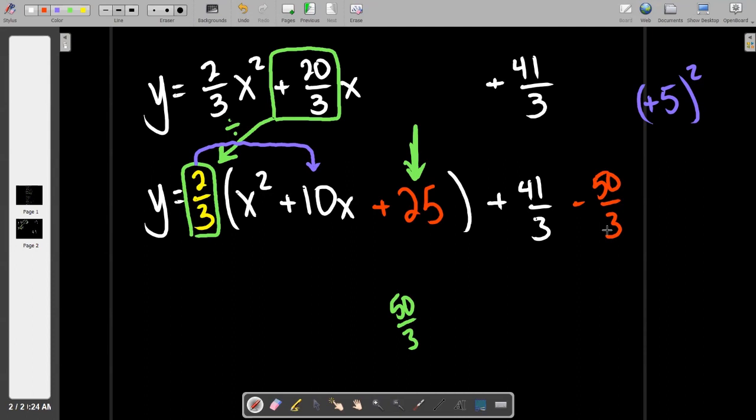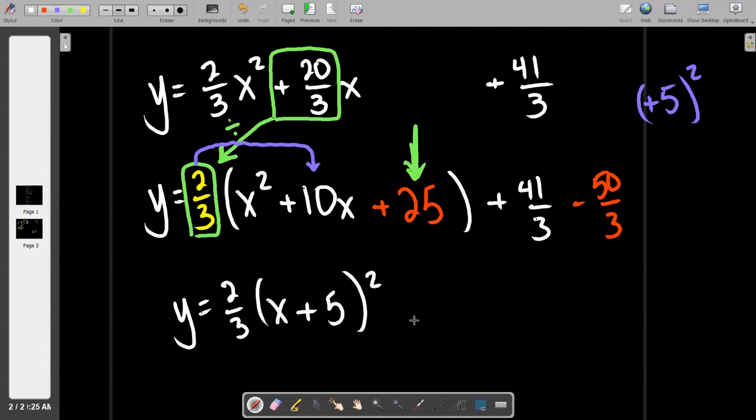And at this point, again, it's going to go from an absolute disaster to a nice, beautiful, clean, ready to go out to a nice restaurant looking equation. So it's going to be y equals 2 thirds times what? X plus 5 squared. And what is 41 minus 50? Negative 9 over 3 is the same as, and just like that, poof, you got vertex.